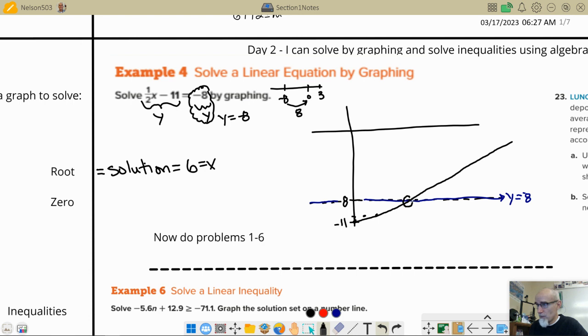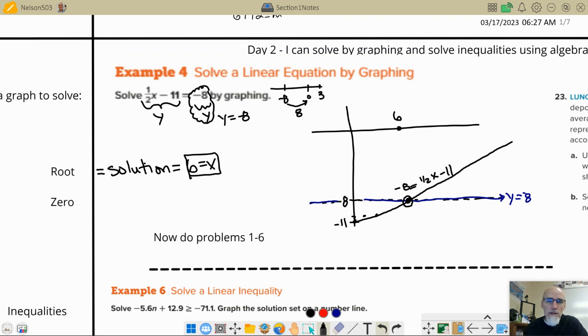Where does the line y equals 1 half x minus 11 equal -8? Where does it equal -8? Well, it's right here. It's at that x value. What is that x value? That x value better be 6. Otherwise, I messed up my algebra when I was solving it algebraically.